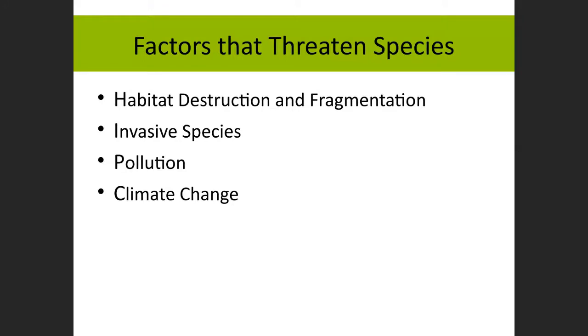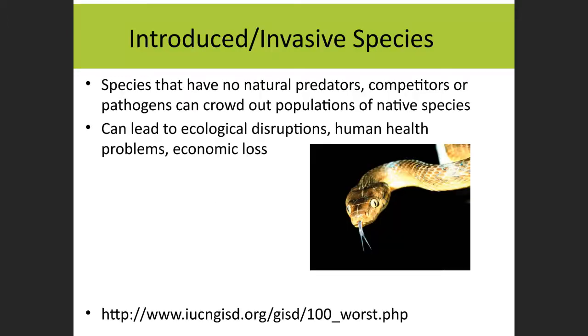Another major threat to wildlife are invasive species. So these are species that we introduce either purposely or by accident that end up wreaking havoc in a natural environment. Because they didn't evolve where we've put them, they don't have natural predators or competitors, and they can crowd out native populations. So there is this red list of the worst introduced species through the International Union of Conservation Scientists, the IUCN, and you can look up this list of 100.